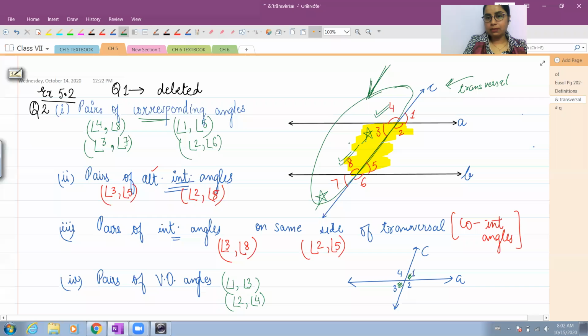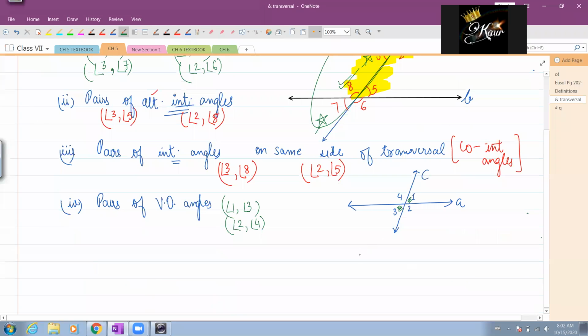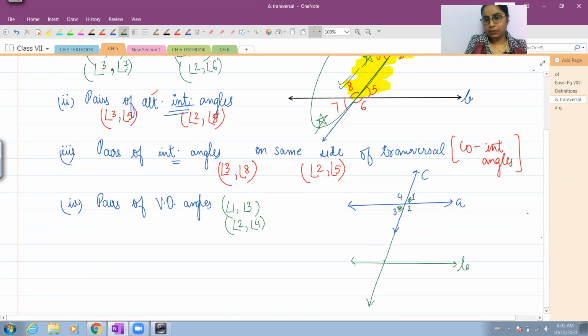And similarly, if we identify from the lower 4 angles, 5 and 6. So 8 and 6, 5 and 7. If I take it further, line C went ahead and crossed B, 5, 6, 7, 8. Make pairs. Angle 5 with angle 7, angle 6 with angle 8. These are the pairs of vertically opposite angles. I hope it's clear. This is the identification only.